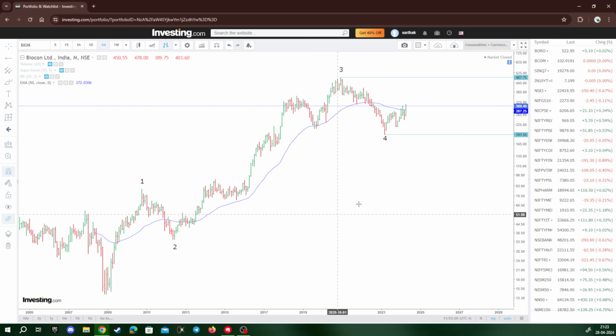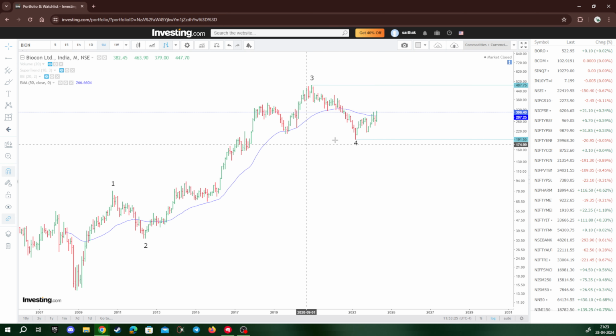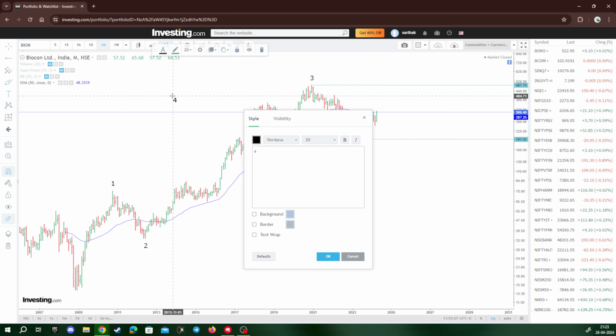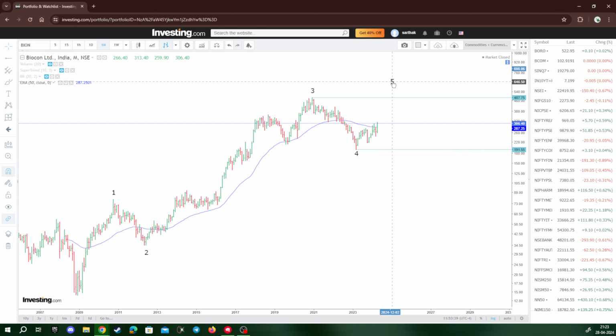And then it is very simple that anyone, even a beginner, could understand that if the wave 4 correction has ended and the stock has closed, let's assume, above the 50 EMA, then I will start to assume that wave 4 is done, and then we'll start to anticipate that wave 5 is on the grounds for the higher side. And so I'm looking at this wave 5 to be around 700, 800, 900 levels, or even 1000 levels.